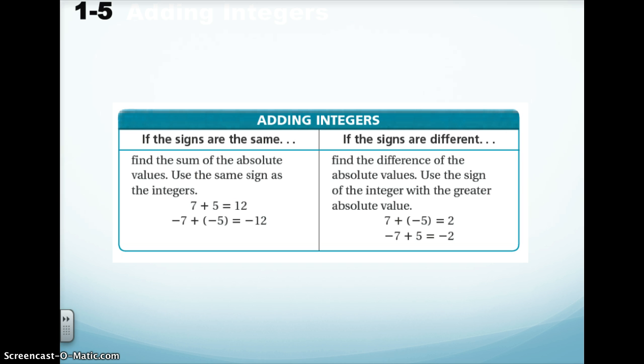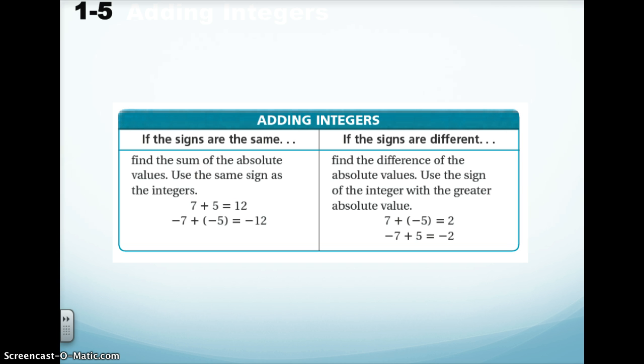A quick note, if the signs are the same for adding integers, it's just like you learned with positive numbers. Example 7 plus 5 equals 12. If it's two negatives, -7 plus -5, you add the numbers and make sure that you keep it negative. So that'd be -12.